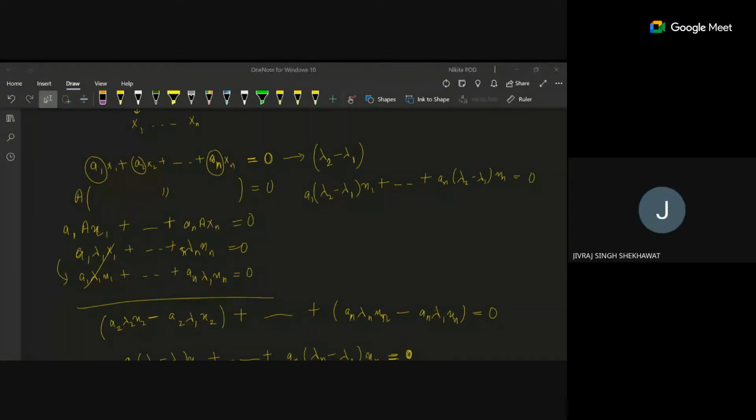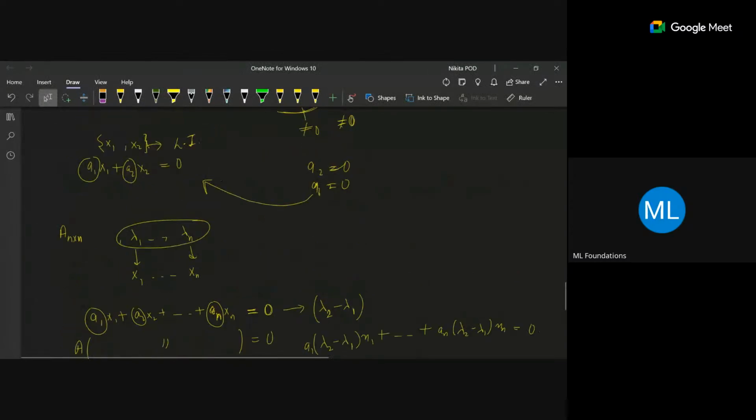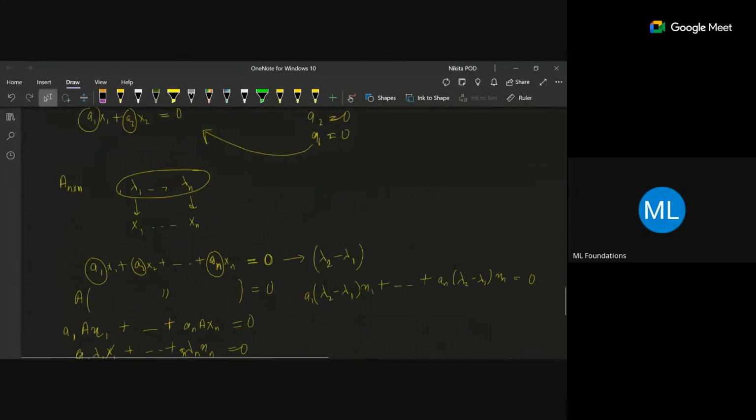I solved it using induction. We solved it using induction, because I got stuck at the same point where you got stuck. Then I went back and solved using induction. Okay, from induction it's coming out.